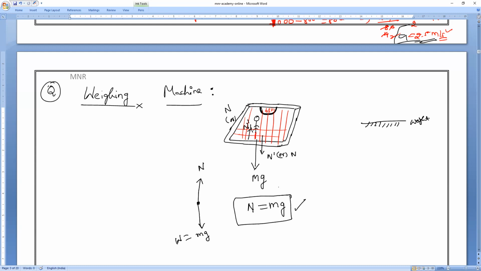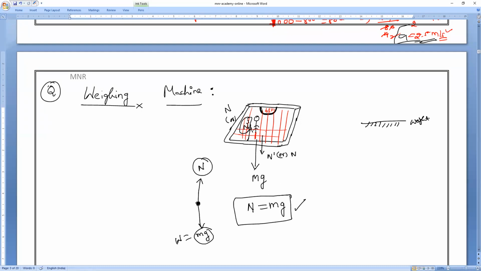Okay, so you have to solve the numerical. So for the weighing machine, N is equal to mg. That is the force acting upward and the force acting downward, both experienced by the body standing on the weighing machine. And two more things are there. The weighing machine is the surface exerting a force on the man, which I assumed as N dash.